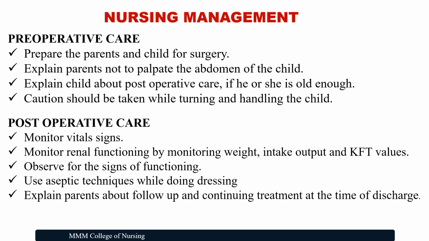Next, about the nursing management, here are pre-operative care and post-operative care. About the pre-operative care, prepare the parents and the child for surgery, and explain to the parents not to palpate the abdomen of the child, and explain the post-operative care needed to take care of the child. Caution should be taken while turning and handling the child. Moving on to the post-operative care, we have to monitor the vital signs, and monitor renal functioning by monitoring the weight, intake and output chart, and the renal function values, and observe the signs of functioning of the kidney.